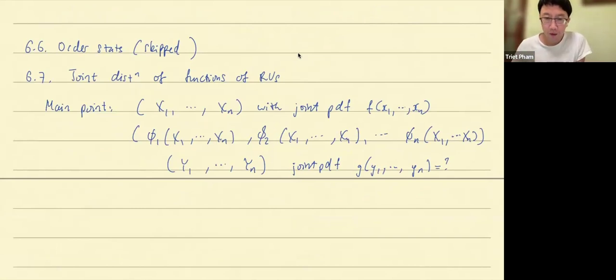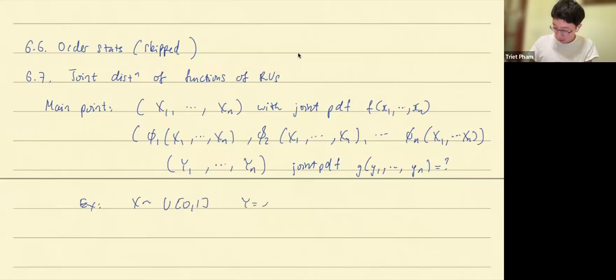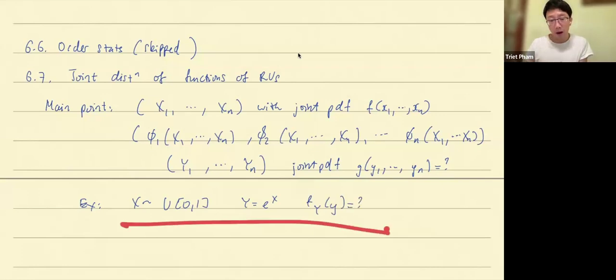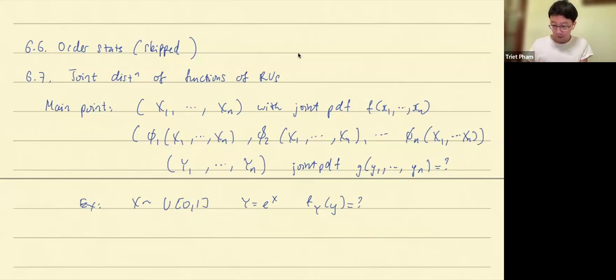A simple example, right? Of course, we have seen, for example, X is uniform 0, 1, and Y is e to the x. This is the one-dimensional case. But you could have a two-dimensional case, which is probably the most common here. You have X, Y with some joint density.